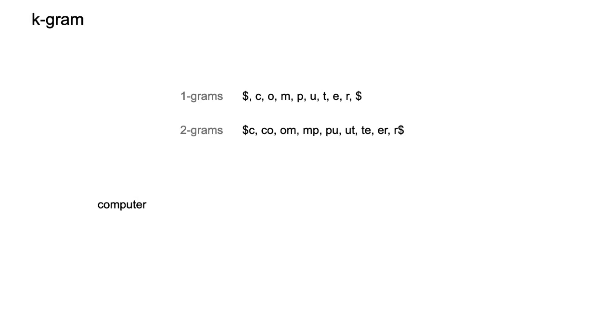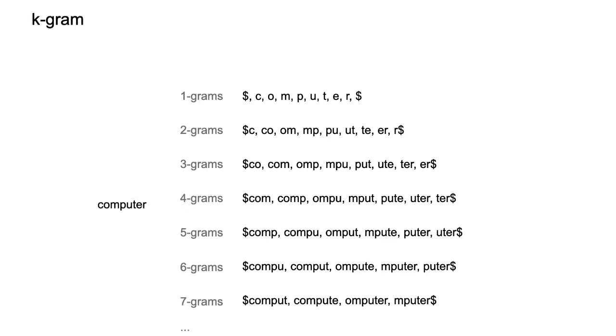We have this $C that tells us, okay, that starts with a C, and then R dollar, which tells us that ends with an R, right? So we also had this dollar. So what you do is you write dollar computer dollar, and then you do your sliding window of length 2. Then you have the 3 grams that are a sliding window of length 3. So $CO, COM, OMP, MPU, PUT, UTE, TER, and ER dollar. And then, you basically see how that generalizes, right?